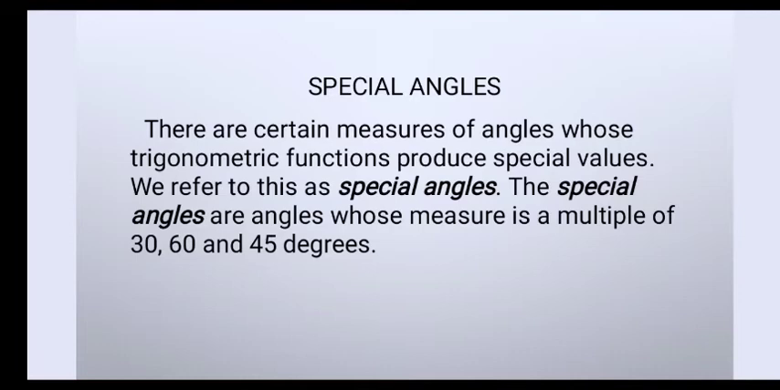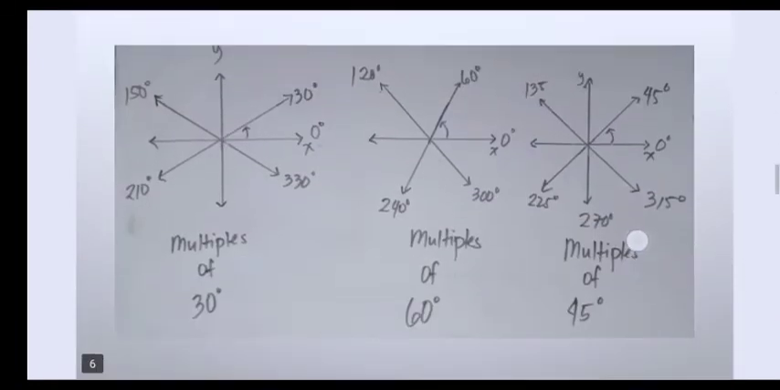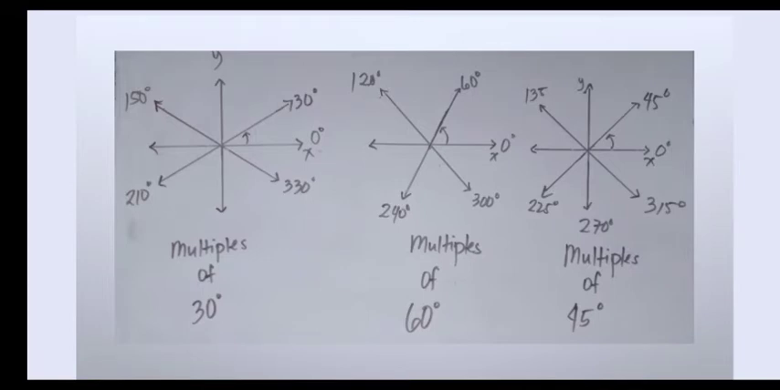Also, we have special angles. There are certain measures of angles whose trigonometric functions produce special values, and we refer to these as special angles. The special angles are angles whose measure is a multiple of 30, 60, and 45 degrees. The following are examples of special angles. We have here the multiples of 30 in the first figure, multiples of 60 in the second figure, and the multiples of 45 in our third figure.